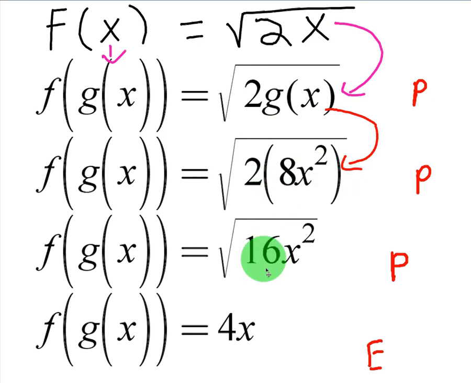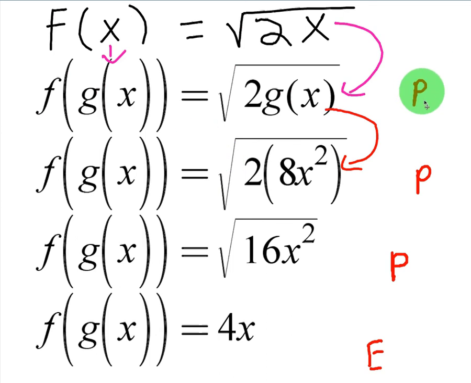2 times 8 is 16, we still have the x squared, but what's the square root of 16? It's 4. What's the square root of x squared? It's x. Therefore, final answer, folks, f of g of x is equal to 4x. It's really that simple. And what did we actually do?